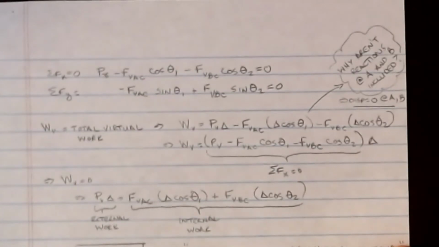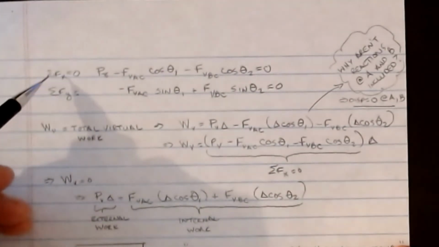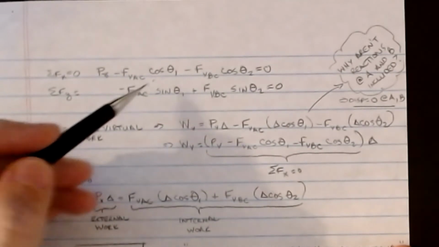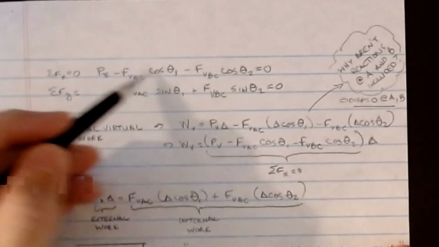All right, so if we go through and do our math on this, the same derivation as before, if we do sum of forces in the x, we get our PV minus our FVAC cosine theta 1. That's the horizontal component of this guy.